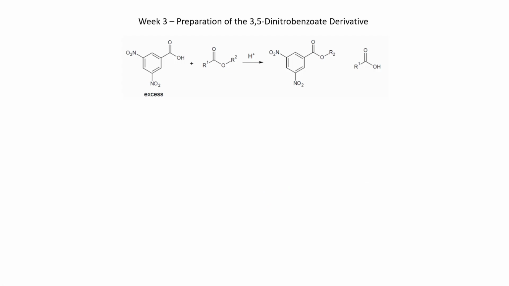Okay, so what would we have done in week 3? Well, in week 3 we would have gotten some further physical data to allow us to determine the unknown. And what we would have done is what's called a transesterification reaction. It's a little different than what we talk about in class in terms of this transesterification, spelling's important.